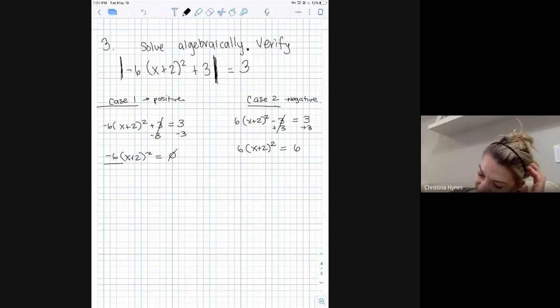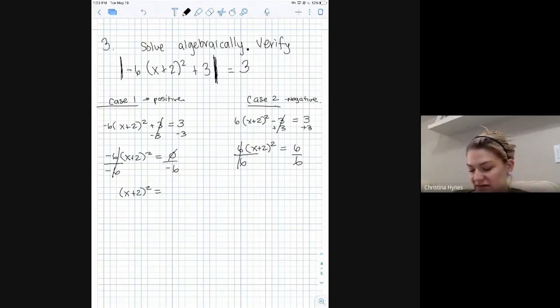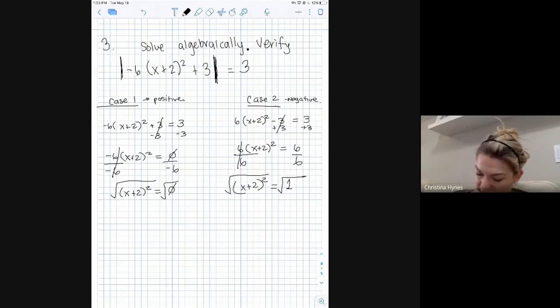Now you're going to divide both sides by your a value. Divide this side by 6, this side by 6. That becomes then x plus 2 squared. This is 0 divided by -6 is 0. X plus 2 squared, 6 divided by 6 is 1. And then you just want to square root the values that you get to get rid of that square value. Okay, so square root both sides, you get x plus 2 now is equal to 0. When you square root 0, you get 0.